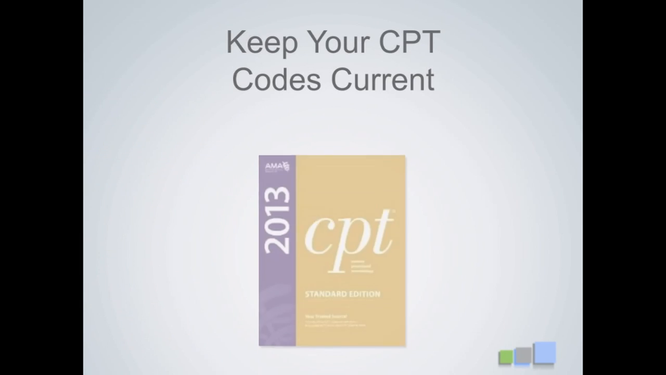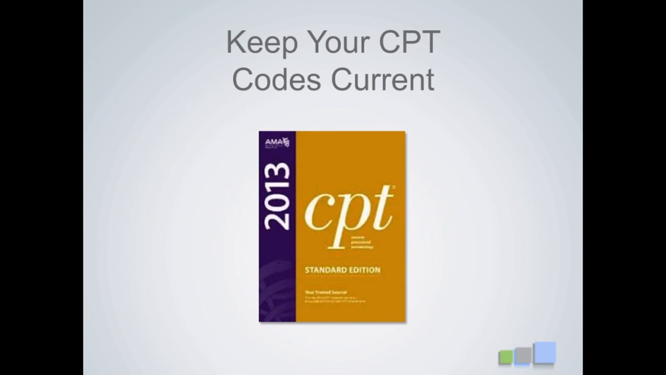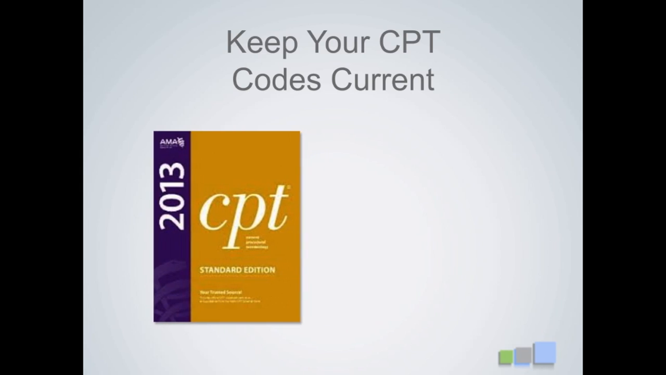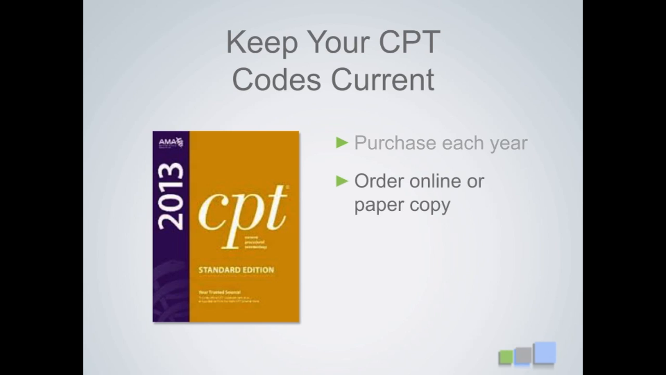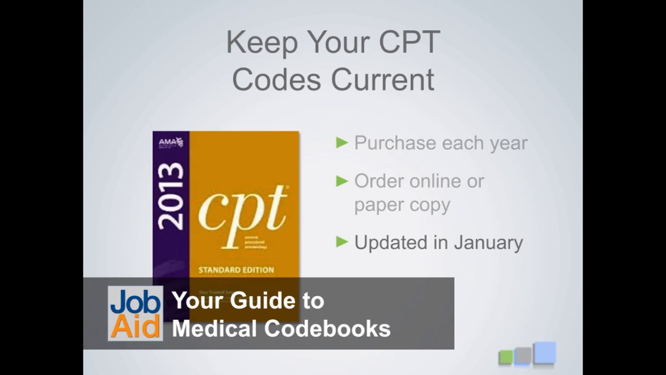CPT codes are updated annually. To make sure you're using the most up-to-date CPT codes, you'll need to purchase the CPT book. It's called the CPT Standard Edition. You can order it online at most retailers, including Amazon, or pay for online access. Be prepared to purchase the new version published in January each year. For a refresher on these guides and where to order them, you can print out the downloadable job aid, Your Guide to Medical Code Books.